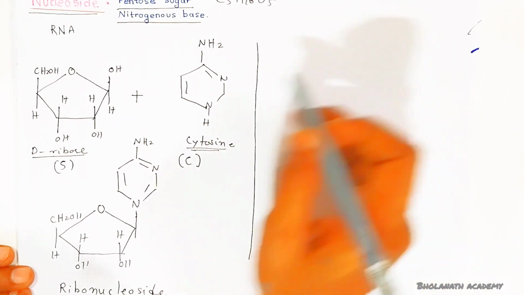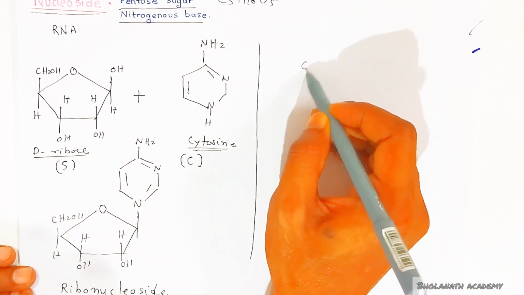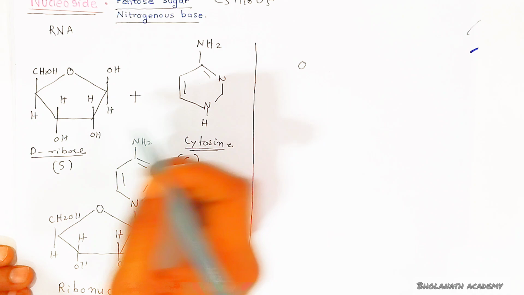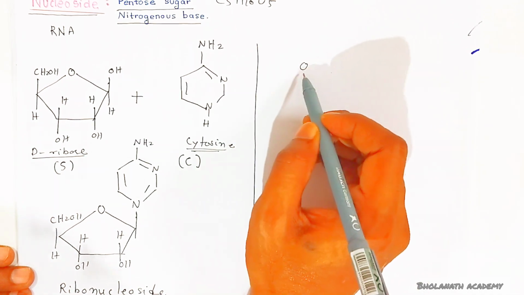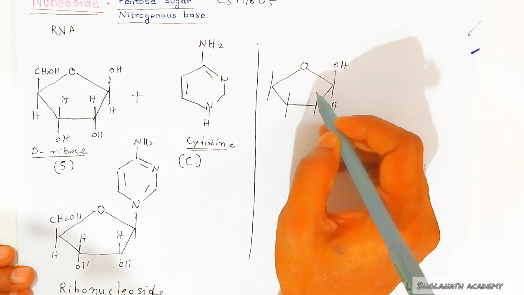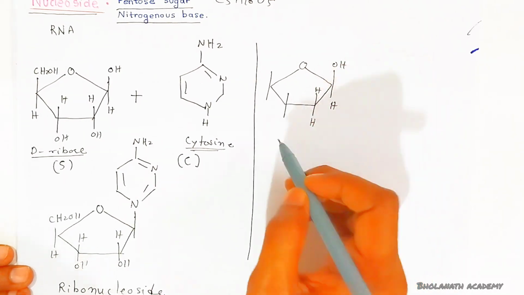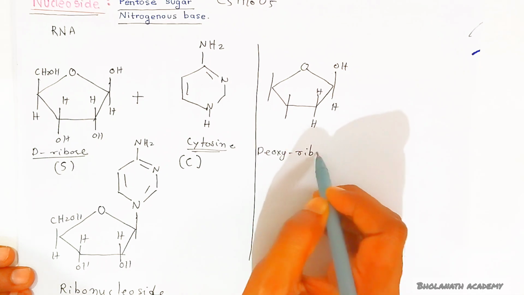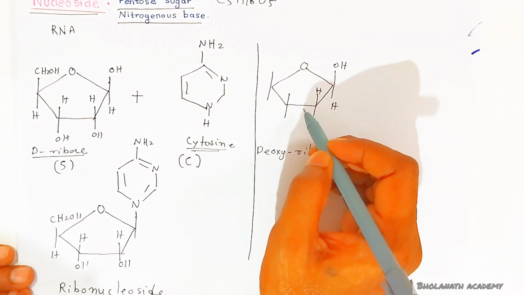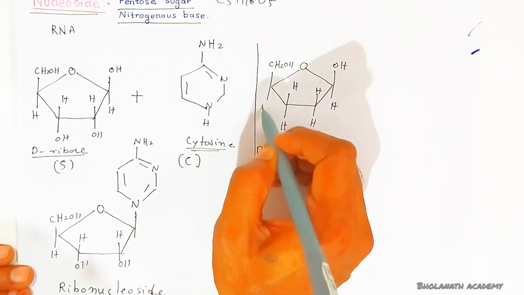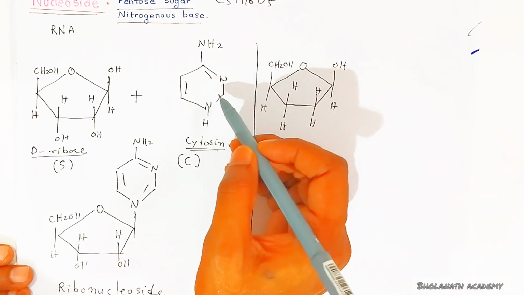Understanding, students? When the sugar is deoxy like this, if this oxygen atom is not there, we call it deoxy. There is a removal of oxygen, so we call it deoxyribose. See here, students, one oxygen atom is missing, that is why this sugar is deoxyribose sugar.